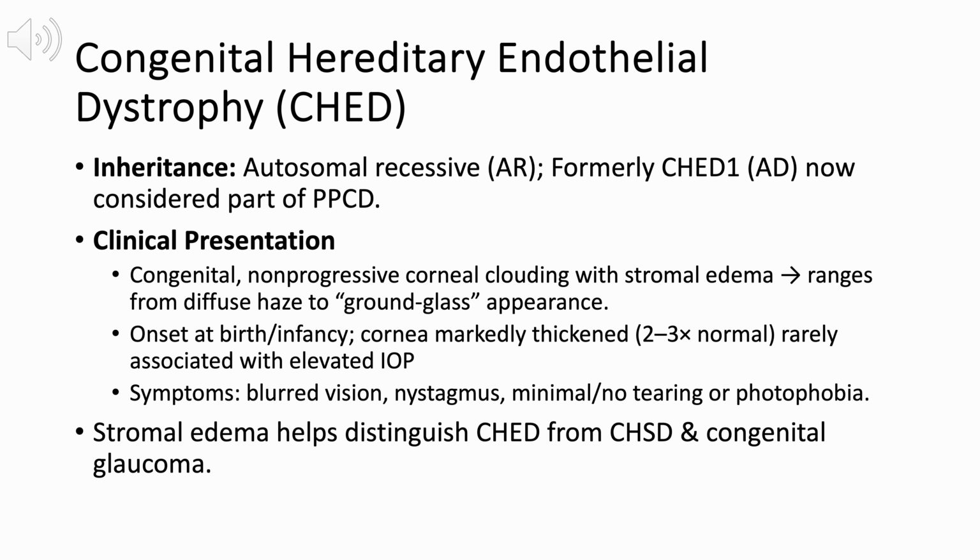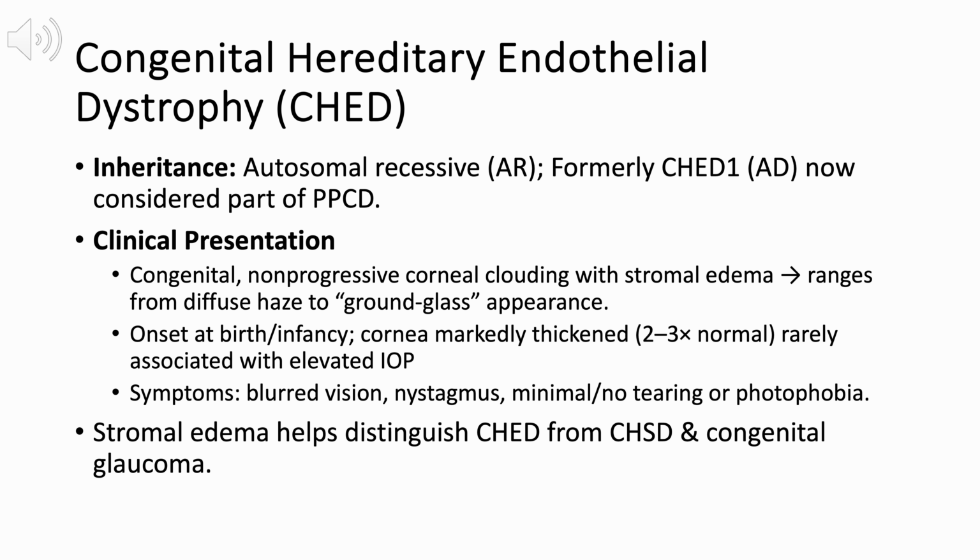Lastly, we'll look at congenital hereditary endothelial dystrophy, or CHED. CHED is inherited in an autosomal recessive pattern. Historically, there were two types, CHED1, which was autosomal dominant, and CHED2, which was recessive. CHED1 is now considered part of PPCD, so when we talk about CHED today, we are referring to the recessive form, formerly known as CHED2.